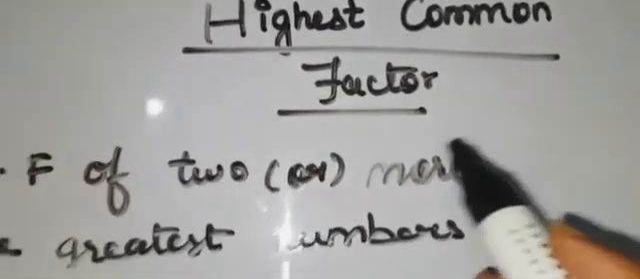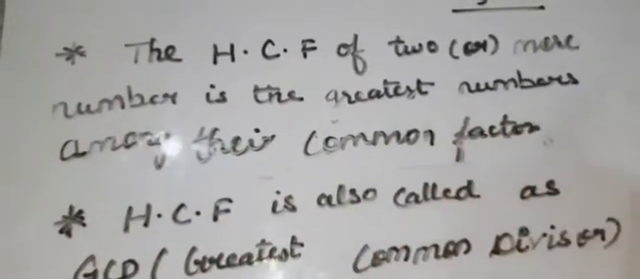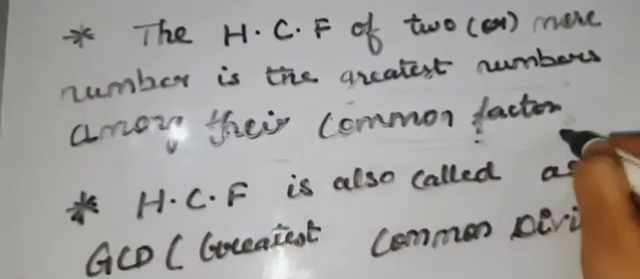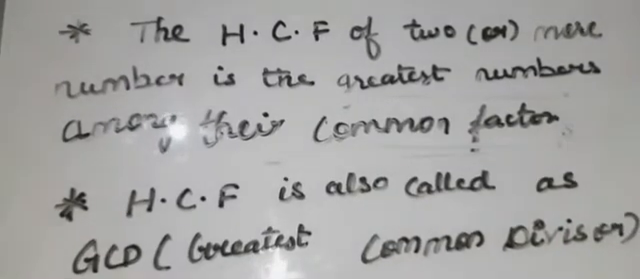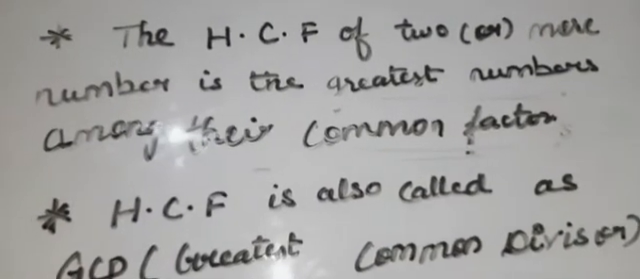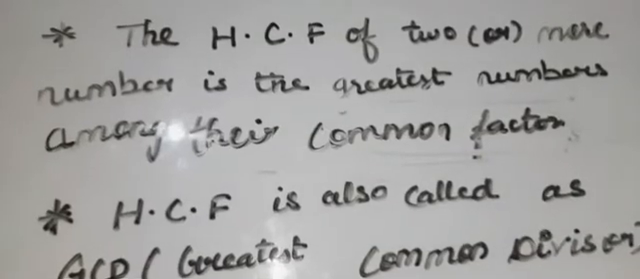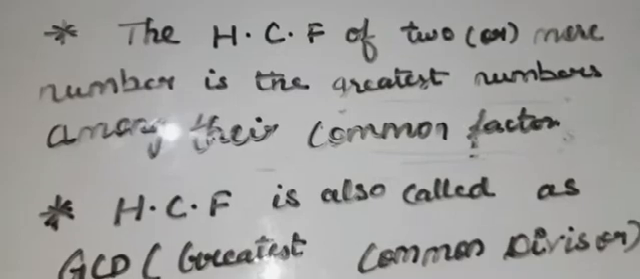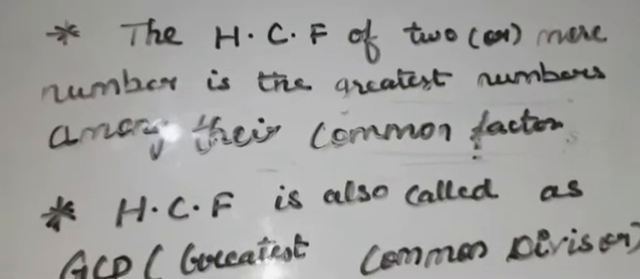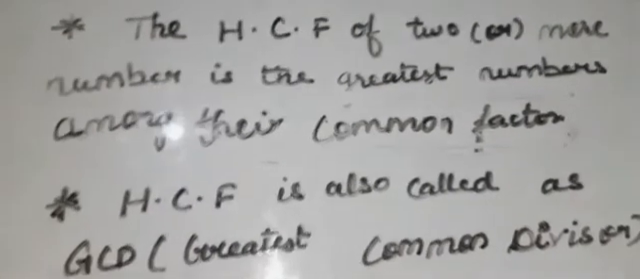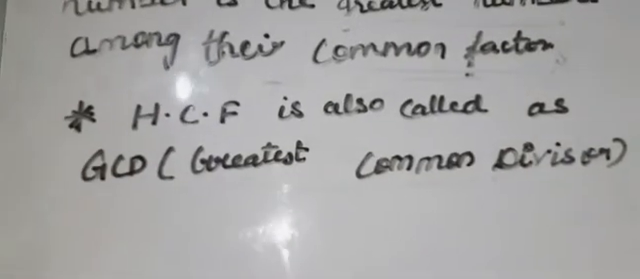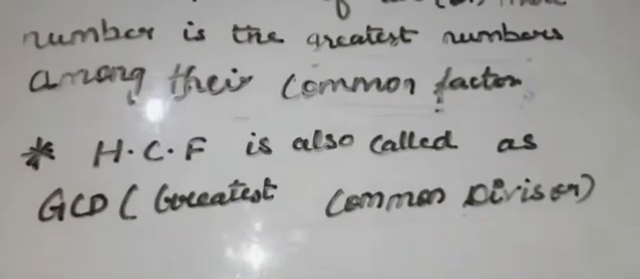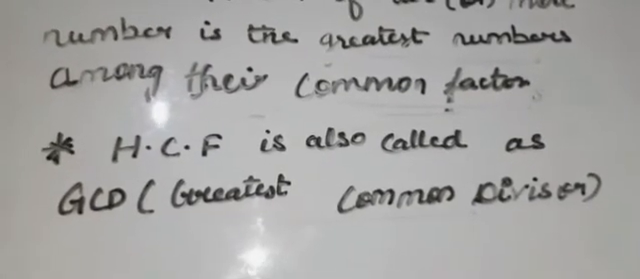Highest common factor. The highest common factor of two or more numbers is the greatest number among their common factors. So what we are going to find out is, if they have given any two or three numbers, we are going to find out their common factors. Among them, whichever is common, we are going to circle it and find the product of them. The HCF is also called the greatest common divisor. So the other name of HCF is greatest common divisor.